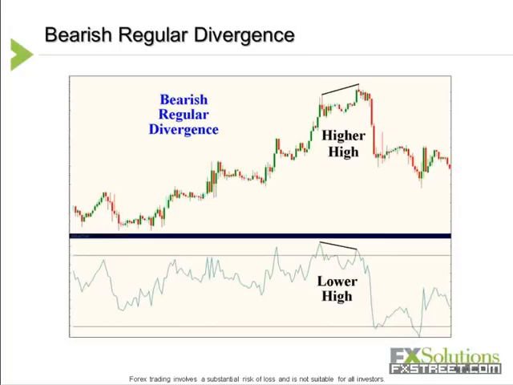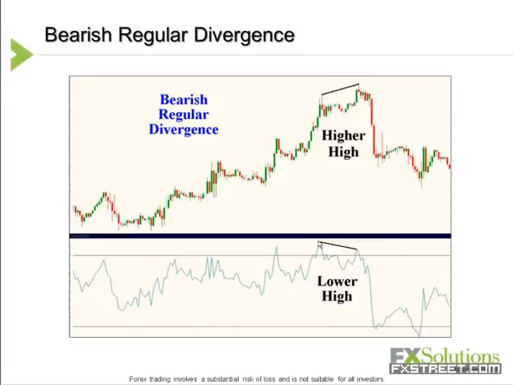Now, what is this telling you? Essentially, what this is telling you is that there may be a loss of upside momentum. So we have a higher high in price. This means that price is moving up. Price is continuing the trend. Okay, so we have a higher high here.